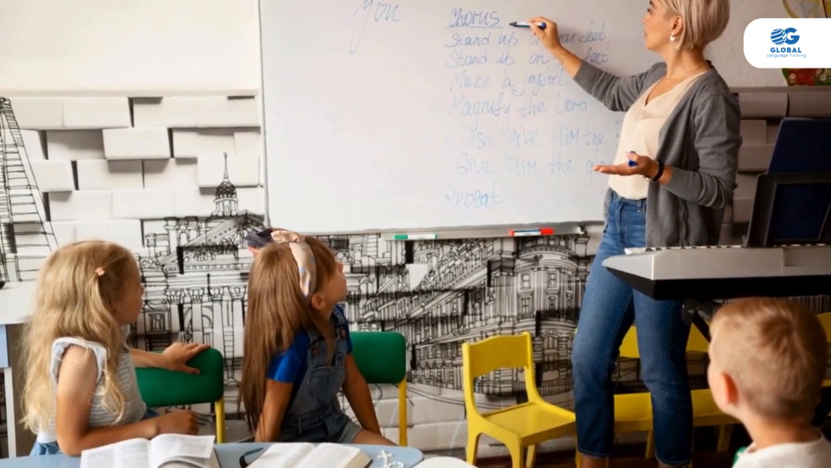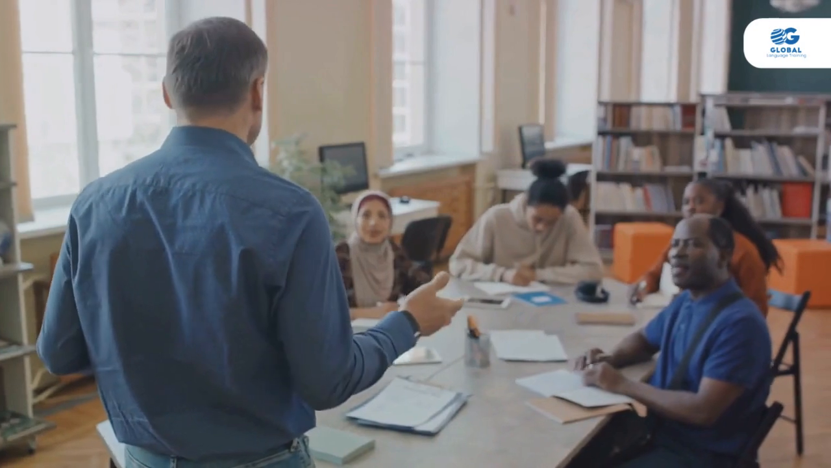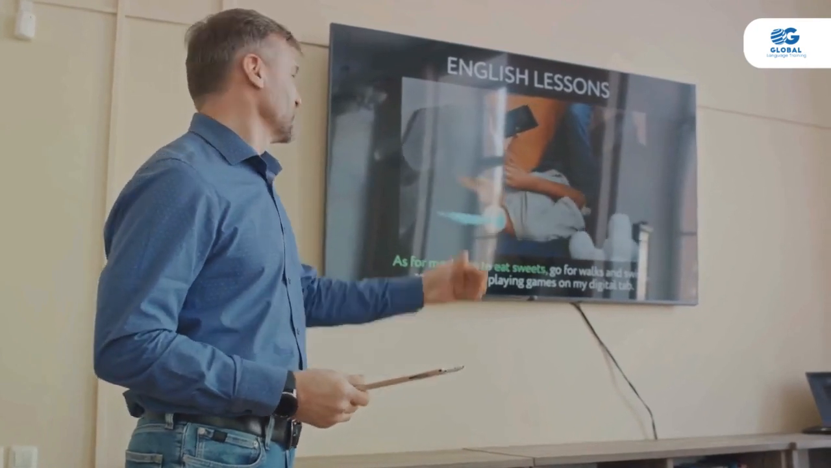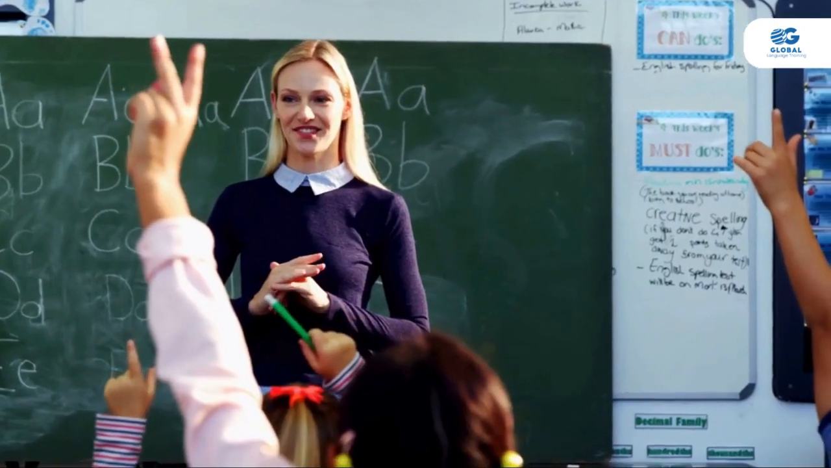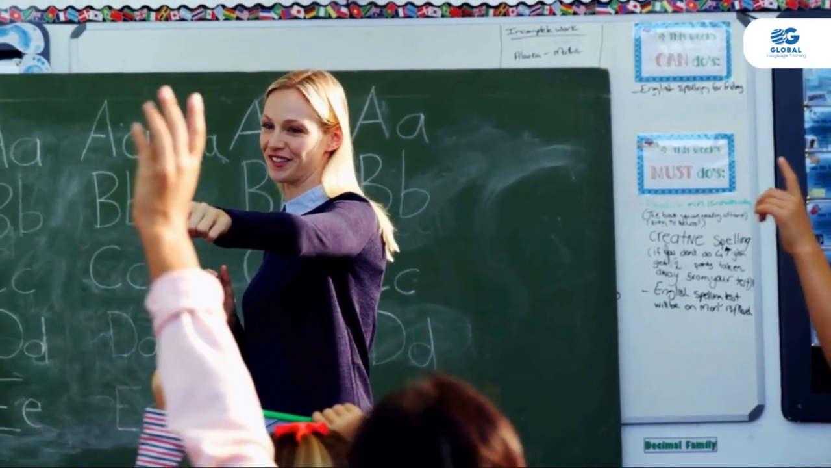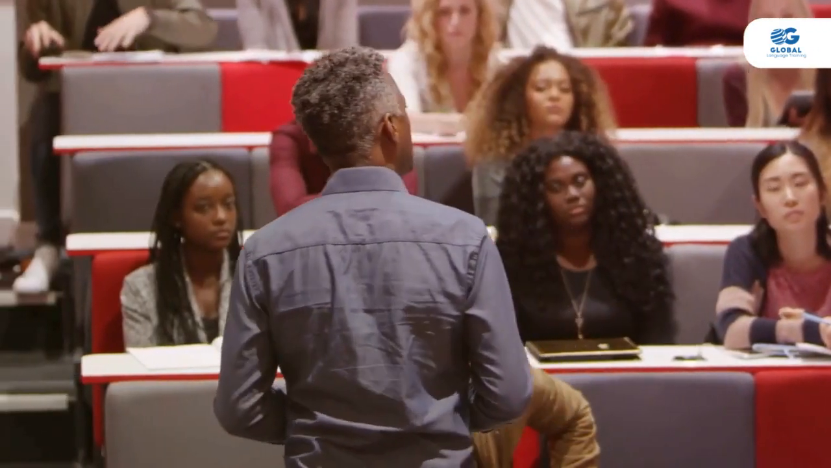One such technique is recasting, where you as a teacher reformulate the student's incorrect sentence without interrupting the flow of communication. This is a subtle yet powerful way to model correct language use. Another technique is elicitation, where you prompt the student to self-correct by asking questions or giving clues. This encourages students to think critically and correct their own mistakes. Immediate correction techniques can provide on-the-spot feedback and help students correct their mistakes promptly.